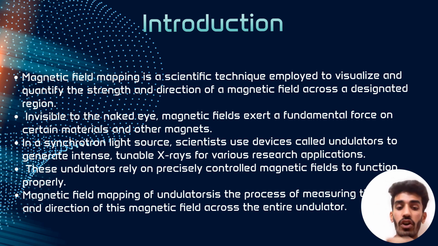Scientists use these synchrotron light source devices called undulators to generate intense tunable X-rays for various research applications. These undulators rely on precisely controlled magnetic fields to function properly. So magnetic field mapping of undulators is a process of measuring the direction and strength of the magnetic field across the entire undulator.